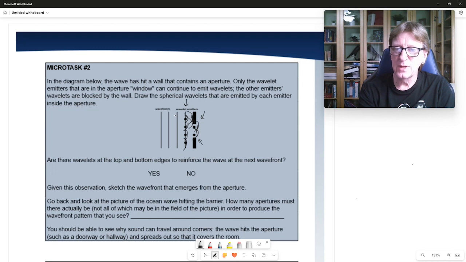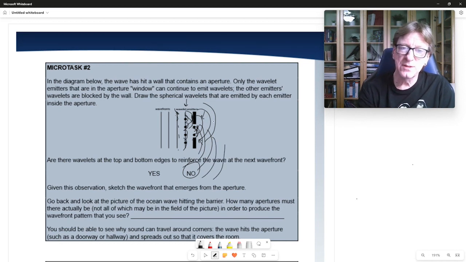When I was behind the wave, behind the surf break, no matter where I was here, I had something up here that could interact with it to keep it going straight. So no, there's not. So the wavefront that emerges then looks like this, because there's nothing to flatten it out up here. There's nothing for it to interact with up on the top. And then the same thing is happening down at the bottom. I get one that looks like this.